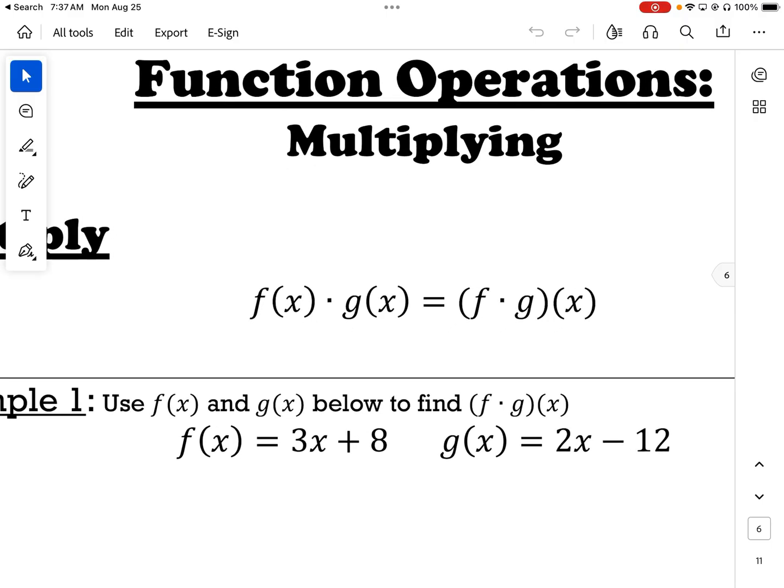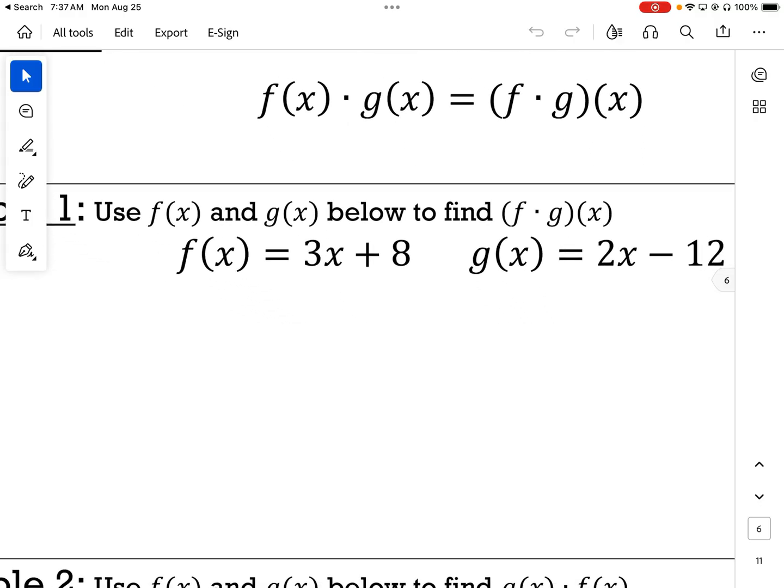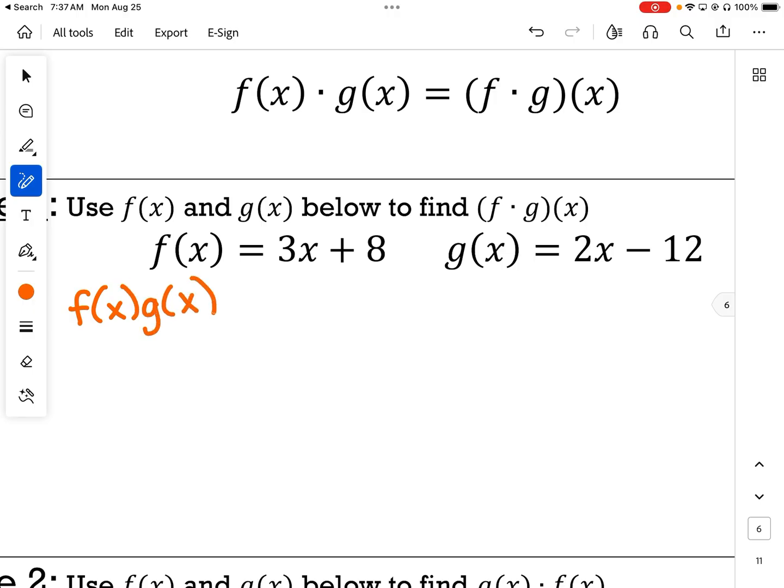Okay, let's look at multiplying functions. So we have f of x times g of x is the same thing as f times g of x. Okay, so we are going to multiply functions. And this one gives us f of x is 3x plus 8, and then g of x is 2x minus 12. So we are going to do f of x times g of x. And so we're just multiplying those.